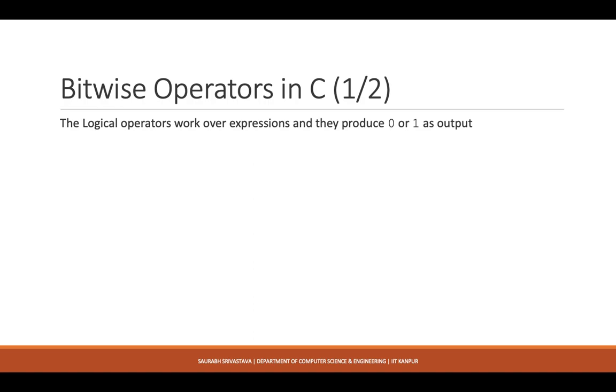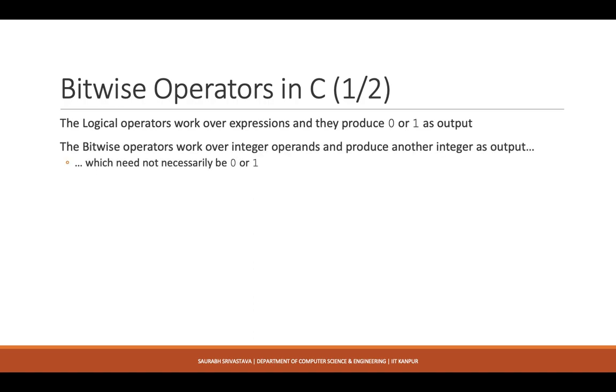So now there are some more operators in C which work similar to logical operators, but they are not really logical operators. These logical operators, the final output of them is a 0 or a 1. There are something known as bitwise operators. They basically work over integer operands and produce another integer as output. So now this is where things start getting different. The logical operators will give you a 0 or a 1 at the end of the day. Here it will be some generic integer, not necessarily 0 or 1, right?